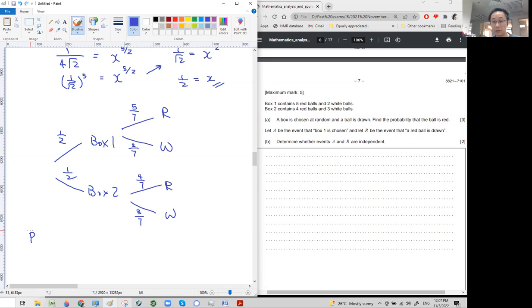And then they're asking for P red overall in part A. Well, there are two ways to get red. So you can first end up picking box 1, and then you draw a red ball from box 1. So the chance that you pick the first box is 1/2, and then you multiply by the second branch probability, which is the second stage probability, which is always a conditional probability. And that gives you the overall probability for the entire top branch.